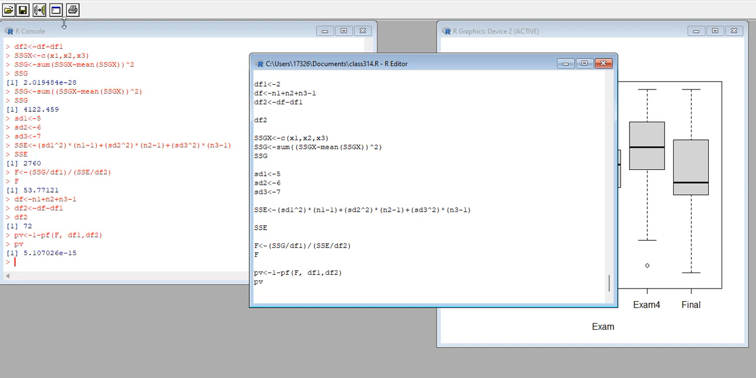Oh, the P value is very, very small, so we can say our class is 85, the other classes are 81 and 80, so our class is significantly better than the other classes, right? Okay.